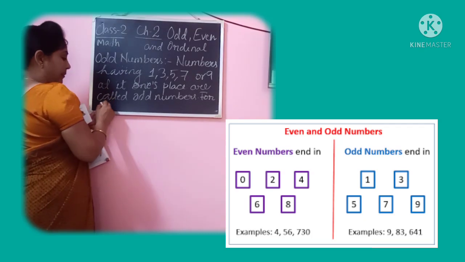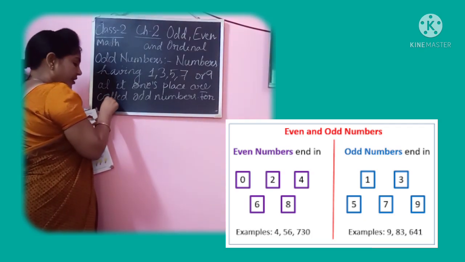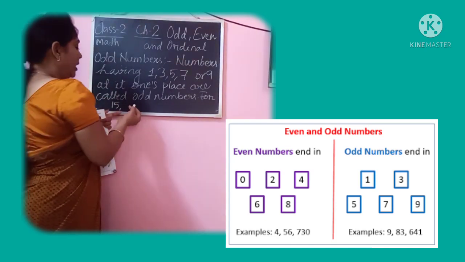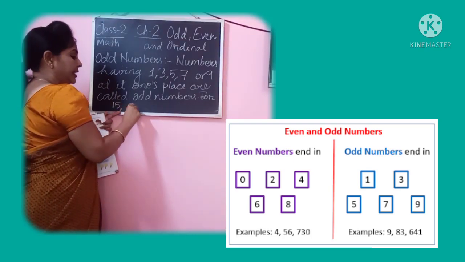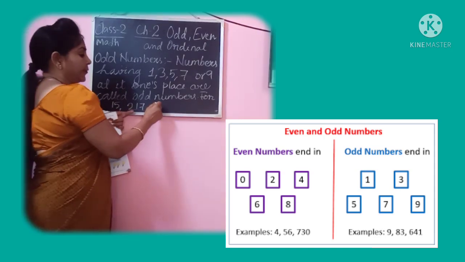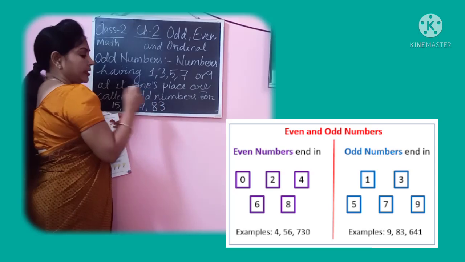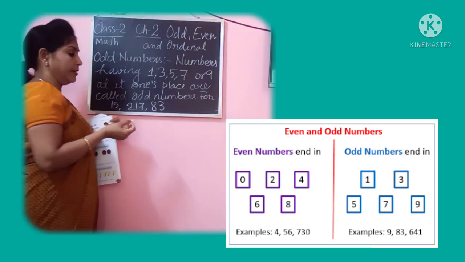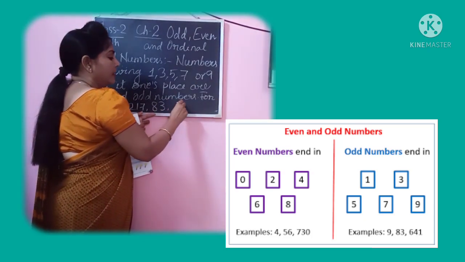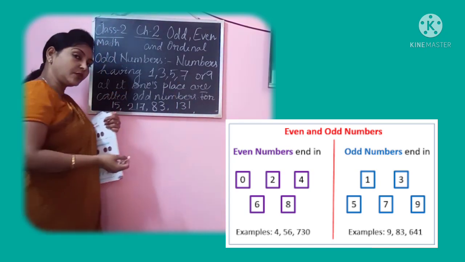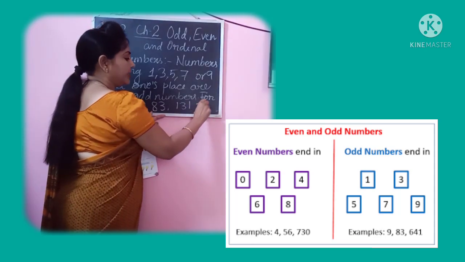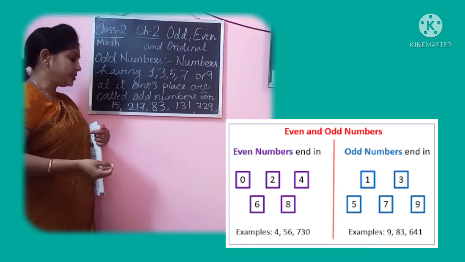Example, like say 15. 15 is an example of an odd number. Let's say 217. This is also an example of an odd number. Say 83. 83 is also an example of an odd number. Let's say 131. This is also an example of an odd number. And we also can see 729. Now let us check the ones place.